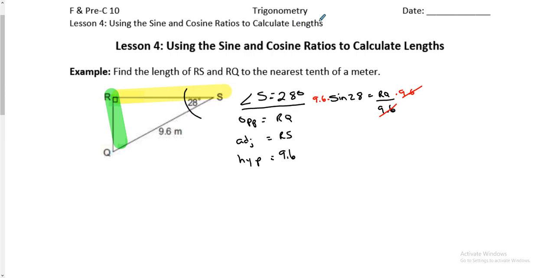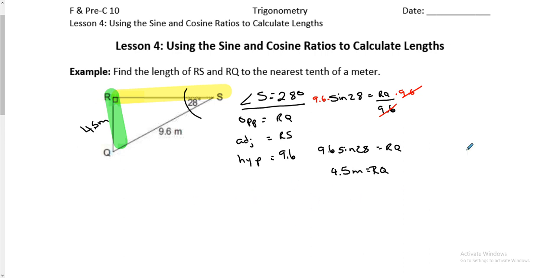We get 9.6 sine 28 is equal to RQ. So let's plug that into our calculators exactly as it looks. 9.6, press the sine button, 28, close your bracket, and you should get, to the nearest tenth of a meter, 4.5 meters is equal to RQ. So we will write that right here because I'm a huge fan of labeling my diagram as I go, so I know exactly what I'm looking for.